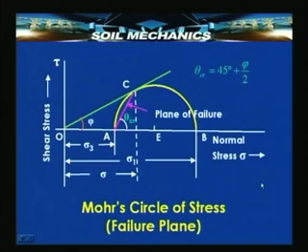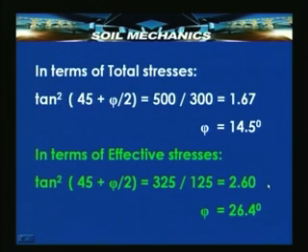Here is the Mohr circle. By drawing the Mohr circle, we can get the cohesion and friction corresponding to the point corresponding to this envelope, and if it is a drained test, C will be 0. In terms of total stresses, for this particular problem we get phi is equal to 14.5, and in terms of effective stresses phi is equal to 26.4.